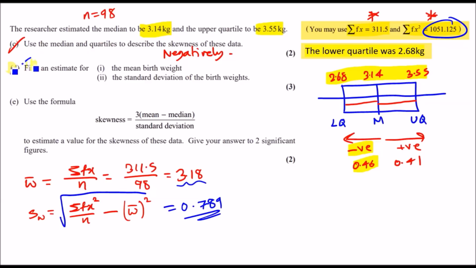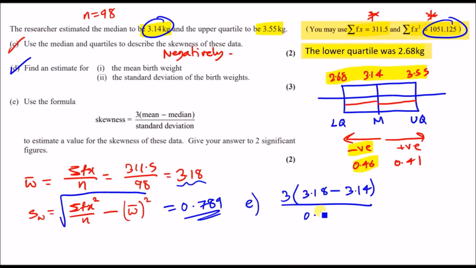So that's D done. Now for E, we just use the formula. Skewness equals 3 times the difference between mean and median, all over standard deviation. So let's write it down. Part E. It'll be 3 times the mean. What was the mean again? 3.18 minus the median, which is here, 3.14, all over the standard deviation, 0.789. And then finally, doing this will give you roughly 0.15. We only do 2 sig figs because it tells us here.